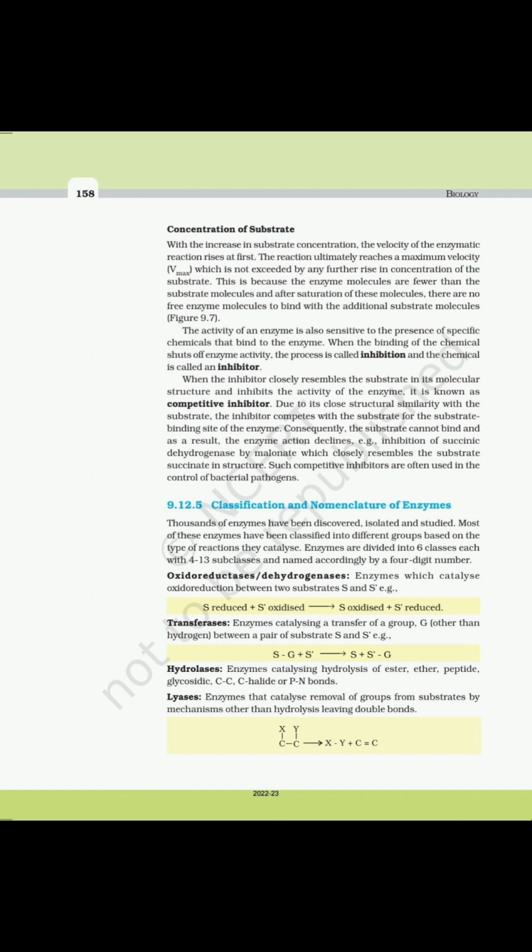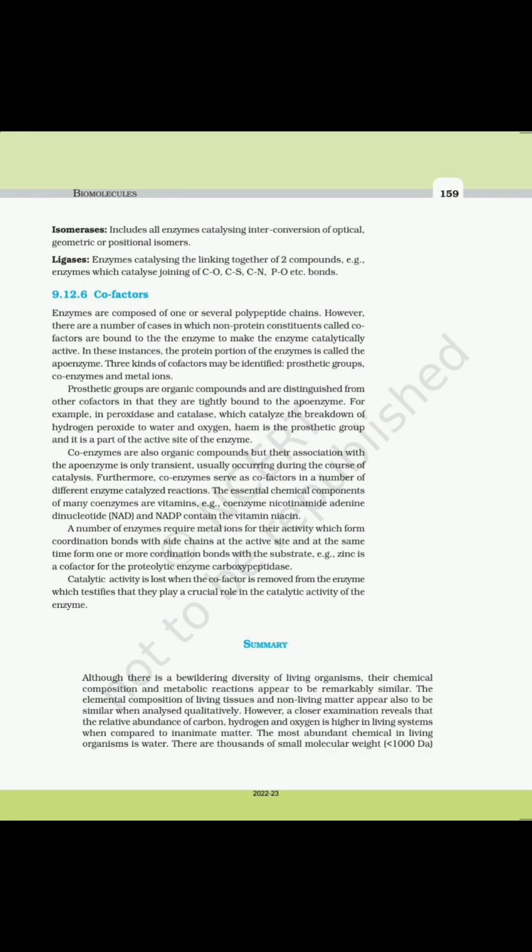Hydrolases: enzymes catalyzing hydrolysis of ester, ether, peptide, glycosidic, C-halide, P-N bonds. Lyases: enzymes that catalyze removal of groups from substrates by mechanisms other than hydrolysis, leaving double bonds. Isomerases: includes all enzymes catalyzing interconversion of optical, geometric or positional isomers. Ligases: enzymes catalyzing the linking together of two compounds, e.g., enzymes which catalyze joining of C-O, C-S, C-N, P-O etc. bonds.